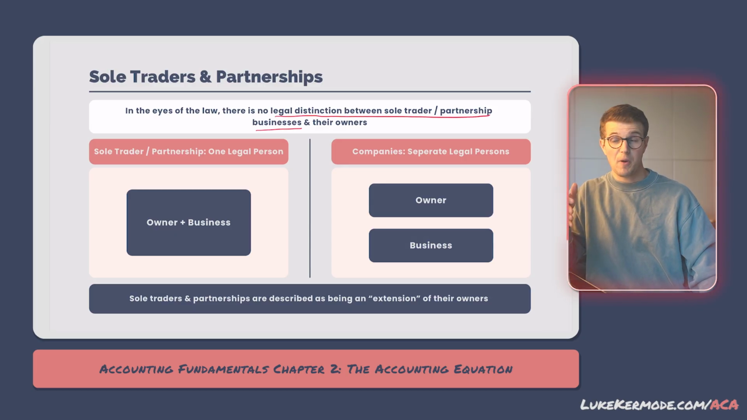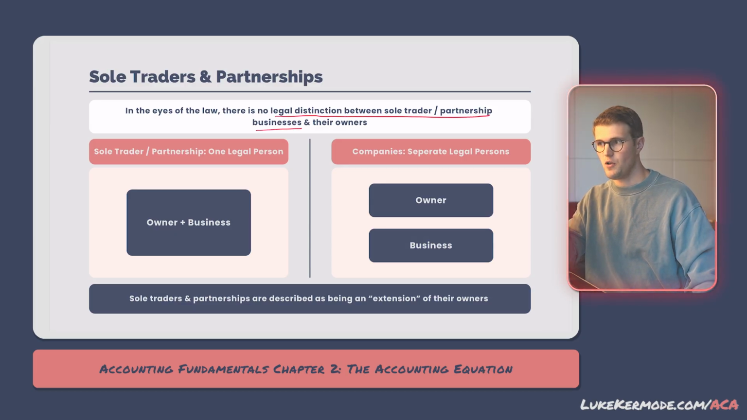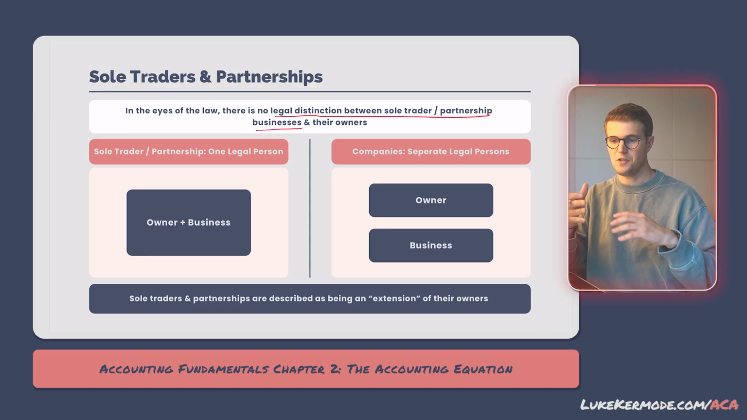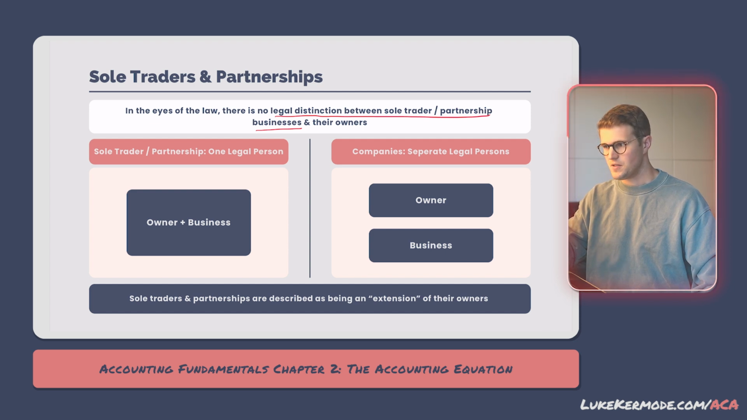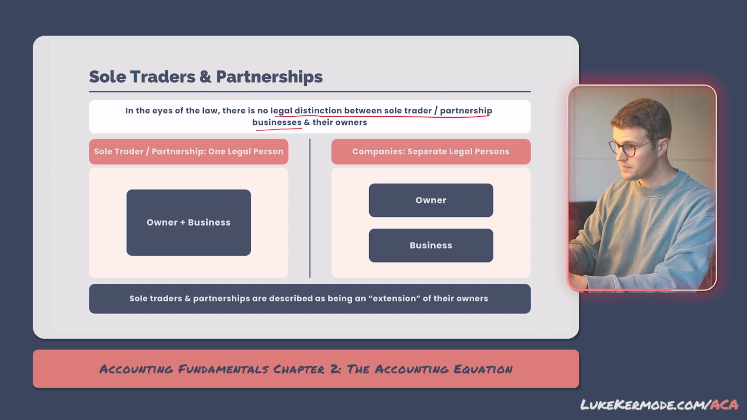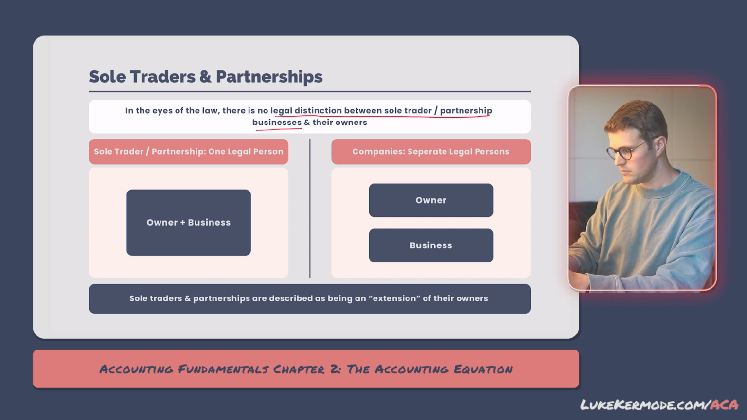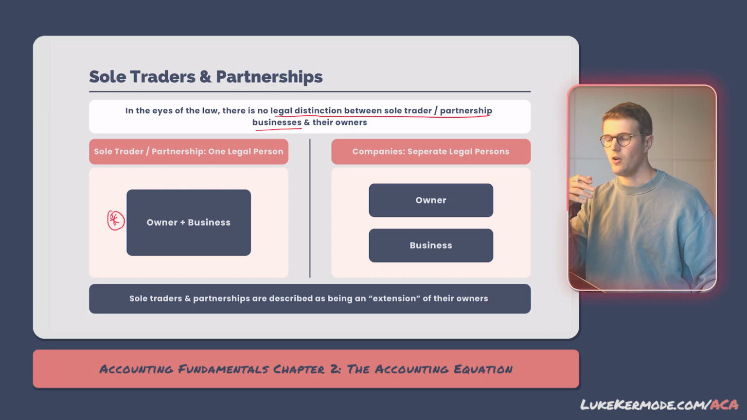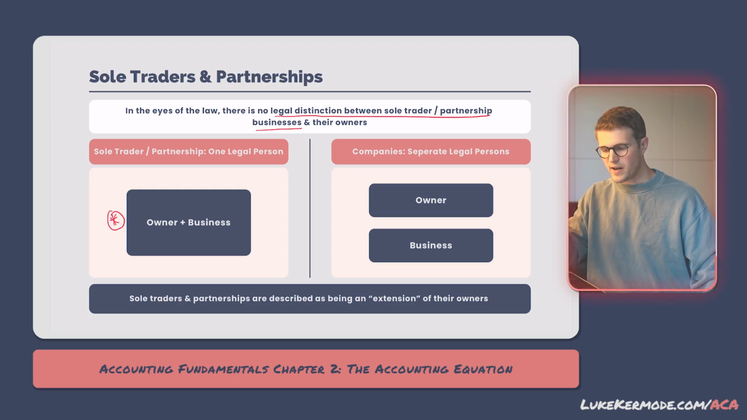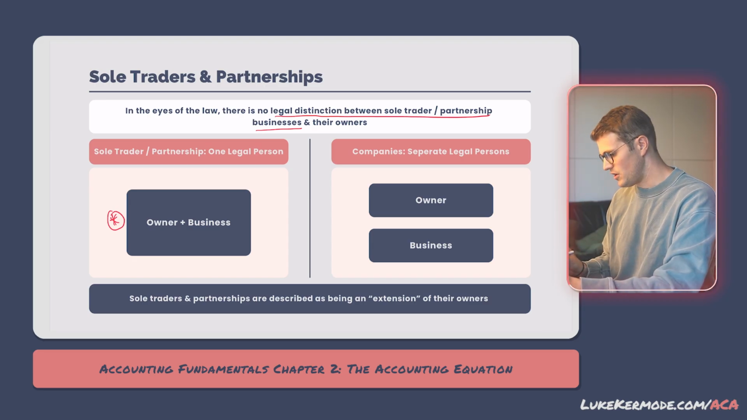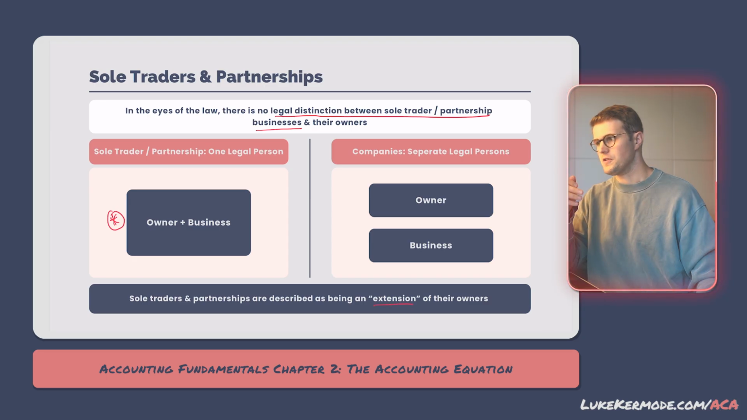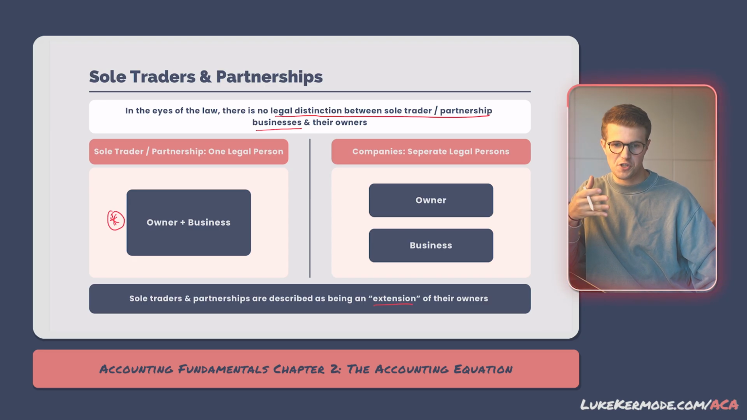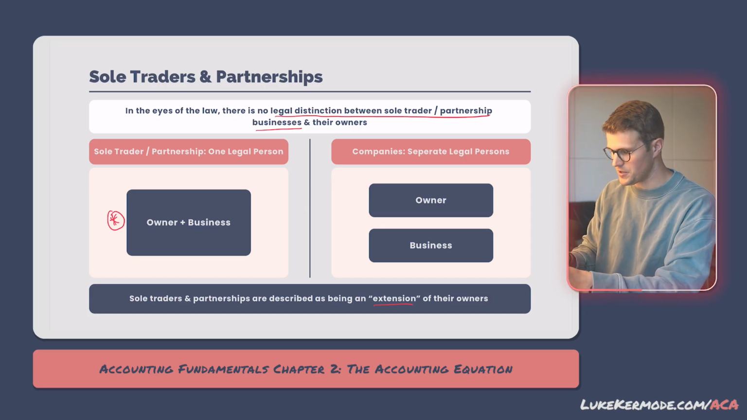The same goes for most partnerships. If the business owes money, the individual or partners owe that money too, even if they have to sell their own personal assets to pay off the debt. This lack of separation means higher personal risk, but also less formal structure and often easier setup. Sole traders and partnerships are often described as being an extension of their owners in the eyes of the law, because the law just sees them as one legal person.